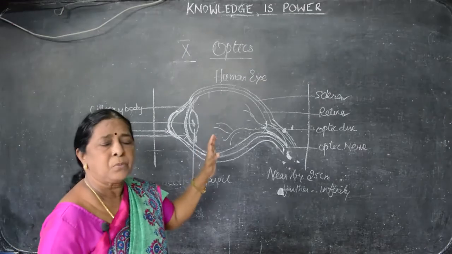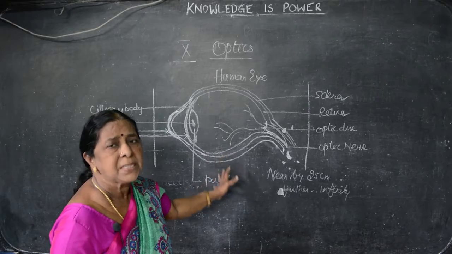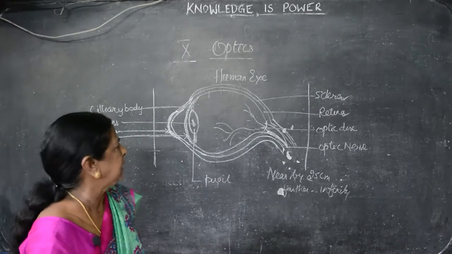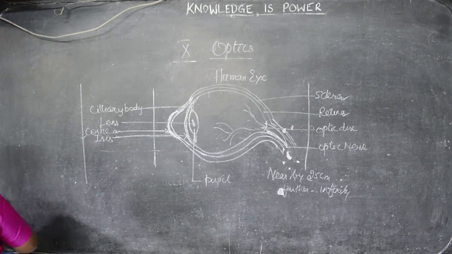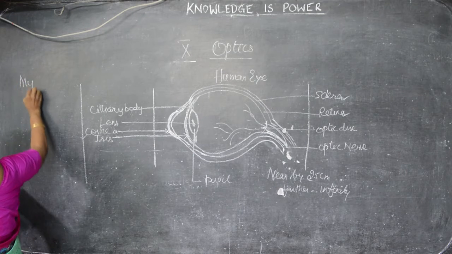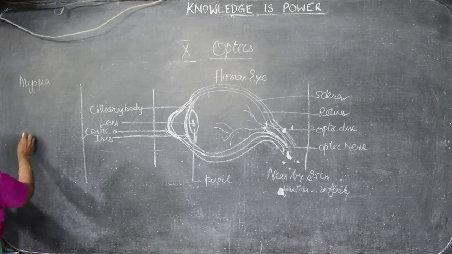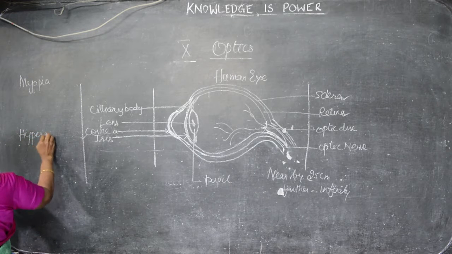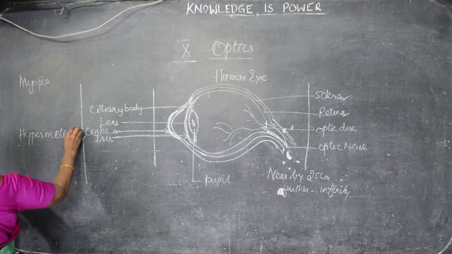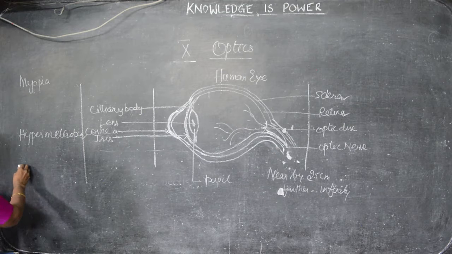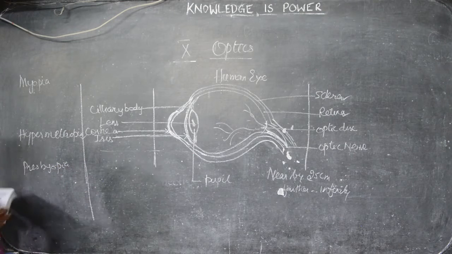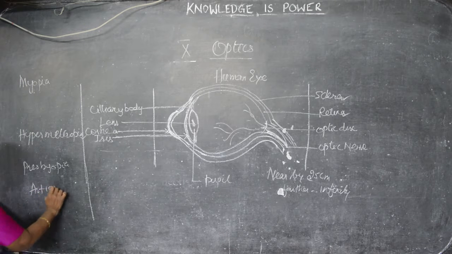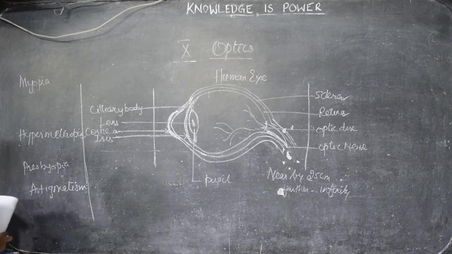So now we have to see what the defects of the eye are. We have seen what the eye is, what the parts are, and how it functions. Now we have to see what the defects are and how we can rectify them. The first one is myopia. Next is hypermetropia. Third is presbyopia. And the last one is astigmatism.